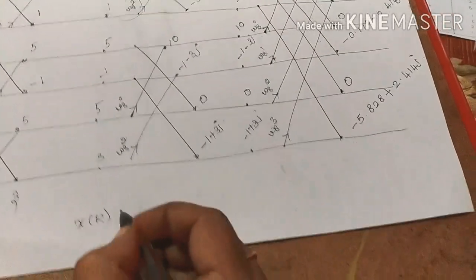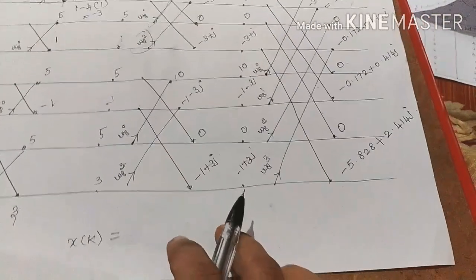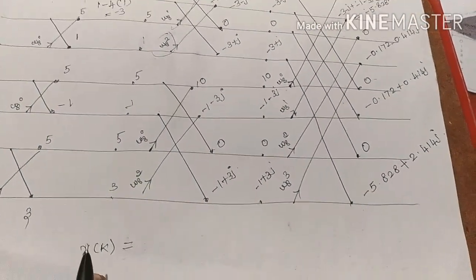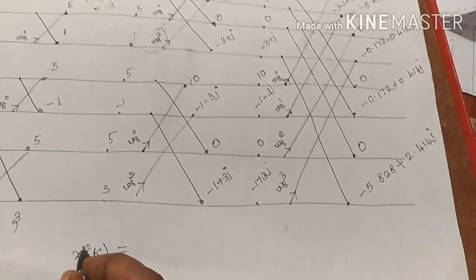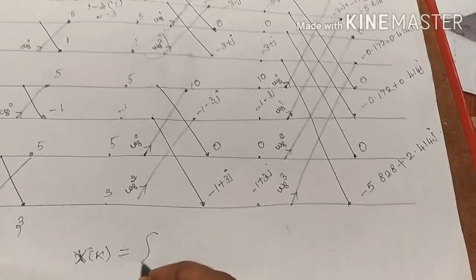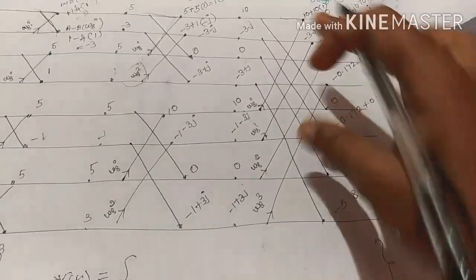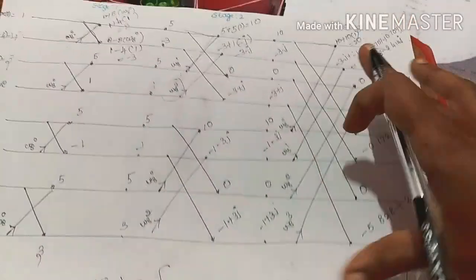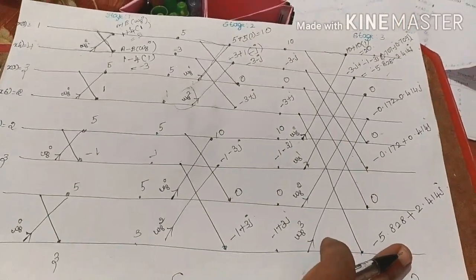Finally write the final answer X of k equal to, the final answer, because we computed DIT, the computation is over. So the final output is capital X of k equal to, in brackets, finally write these stage 3 outputs. Here write the stage 3 outputs. So the DIT problem is over here.